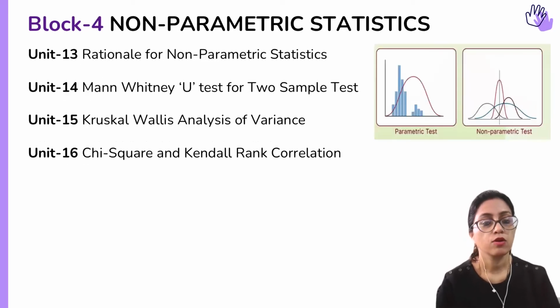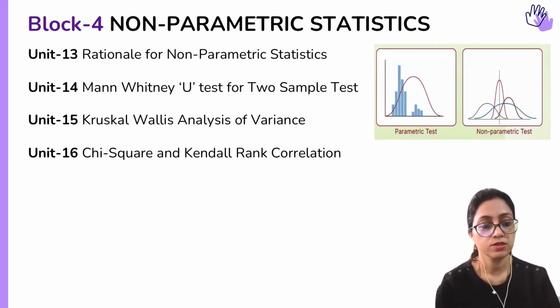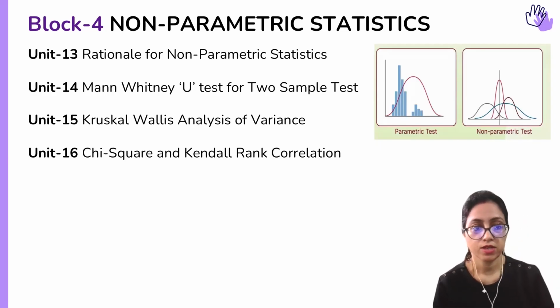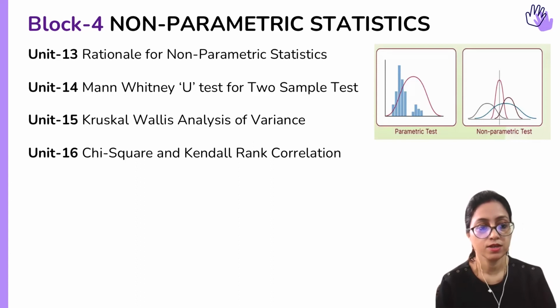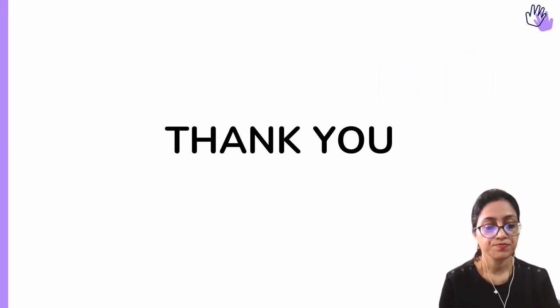Then coming to block 4, which is about non-parametric statistics, it is again divided into 4 units. Unit 13 is about the rationale for non-parametric statistics. In this, basically, we study why non-parametric statistics is important and why it is used. In unit 14, we'll study the Mann-Whitney U test for the two sample test. Then in unit 15, we'll study the Kruskal-Wallis analysis of variance. And in unit 16, we'll study chi-square and Kendall rank correlation. So these are the various aspects of non-parametric statistics which we'll be studying in this block and the respective units. These were the 4 blocks used in this paper.